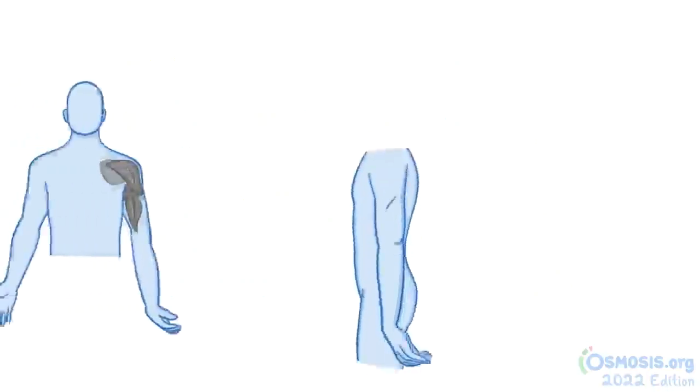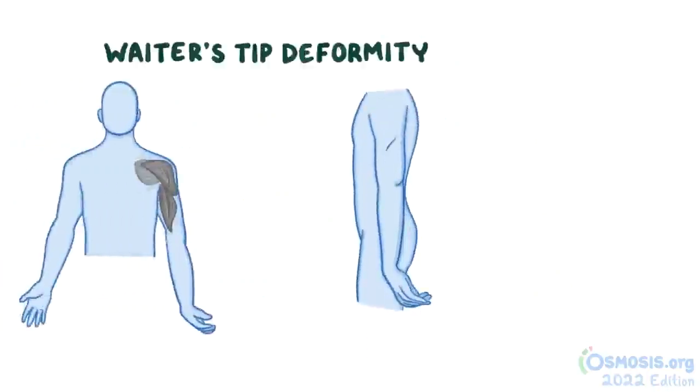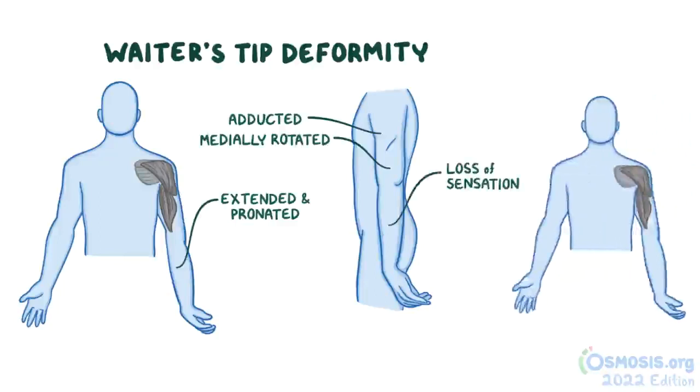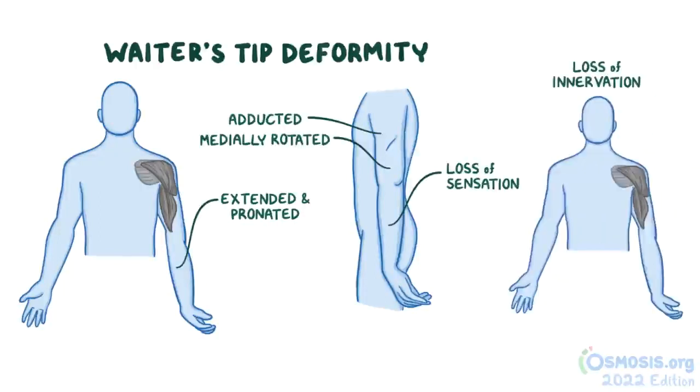When combined, we have what's called waiter's tip deformity, where the affected arm is adducted and medially rotated, while the forearm is extended and pronated. This gives the appearance of someone subtly asking for a tip, thus the name. All 3 nerves also carry sensory information from the skin of the arm, so it could also cause loss of sensation in some cases. Finally, loss of innervation to the muscles in early life causes them to shrink, leaving the affected arm smaller and weaker than the unaffected one.